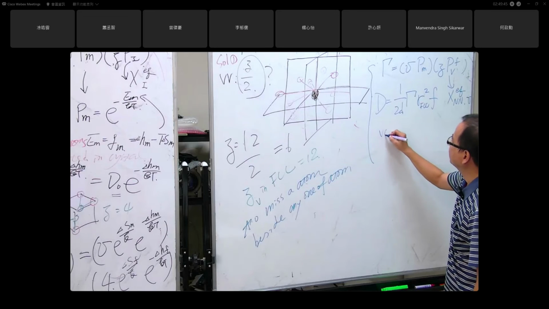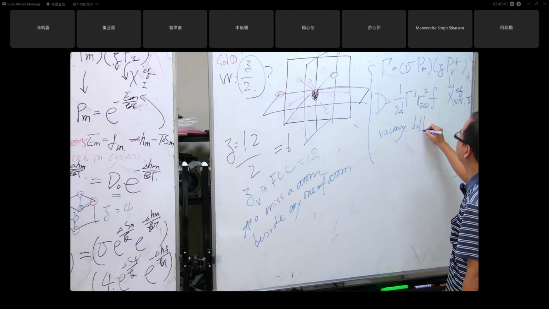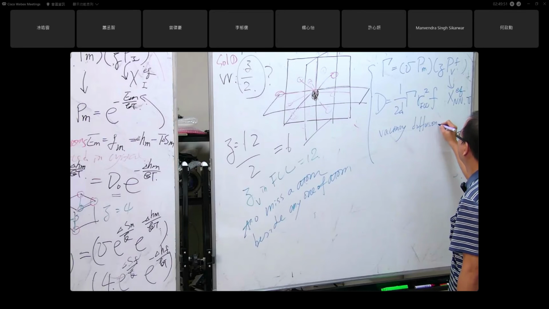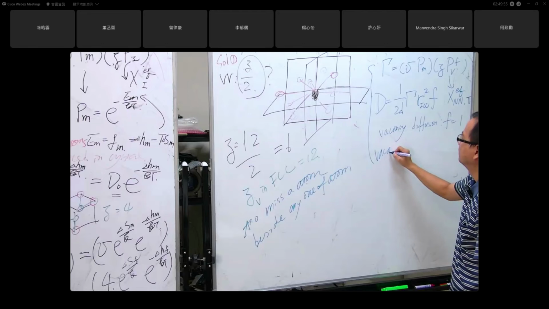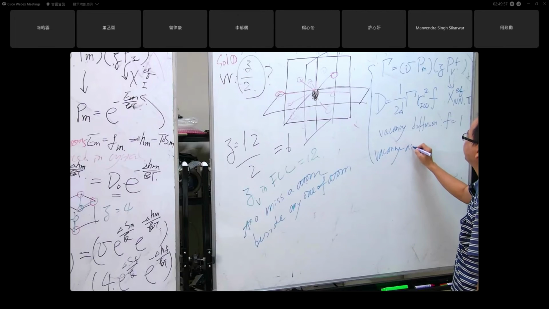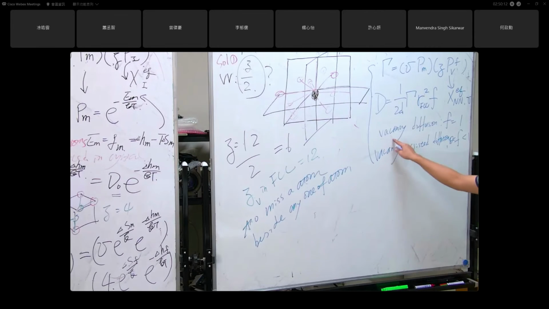If that's vacancy diffusion, F equals 1. If that's vacancy assisted diffusion, F must be smaller than 1, larger than 0. You cannot use 1 anymore. So be careful for the difference.